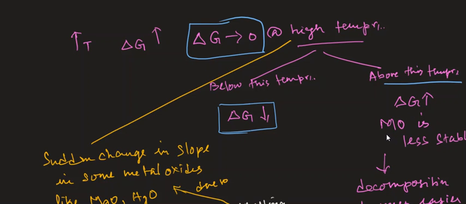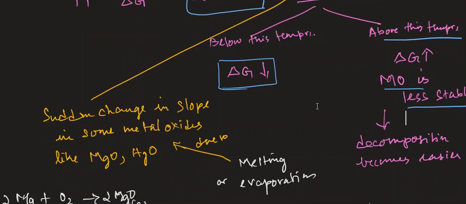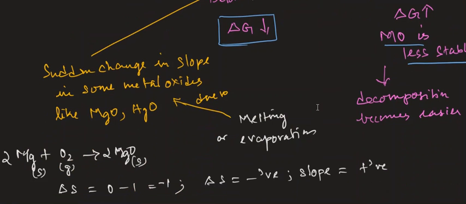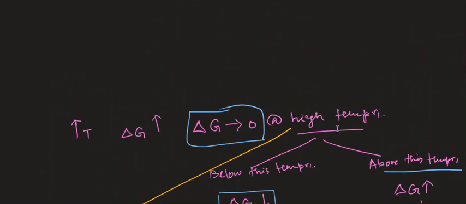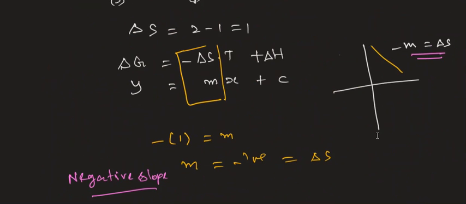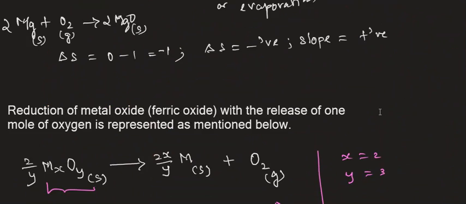It means the metal oxide is less stable. Do you understand this? So when the metal oxide is less stable, what does it indicate? That metal oxide decomposition takes place. Are you able to follow? So when decomposition takes place, it is easier to remove the oxygen from the metal at higher temperature. I hope now you understand why we elevate the temperature to remove the oxygen from the metal.